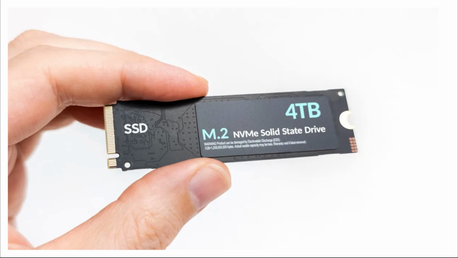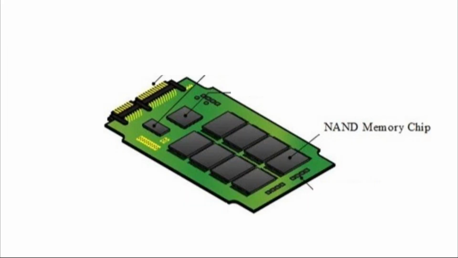All right, now let's look at SSDs. Unlike an HDD, a solid state drive has no moving parts. So instead, it stores information inside tiny memory chips, and these memory chips are called NAND flash memory. Since there's no spinning disks or read heads, an SSD can access the data almost instantly. This makes a huge difference in everyday use for your computer.